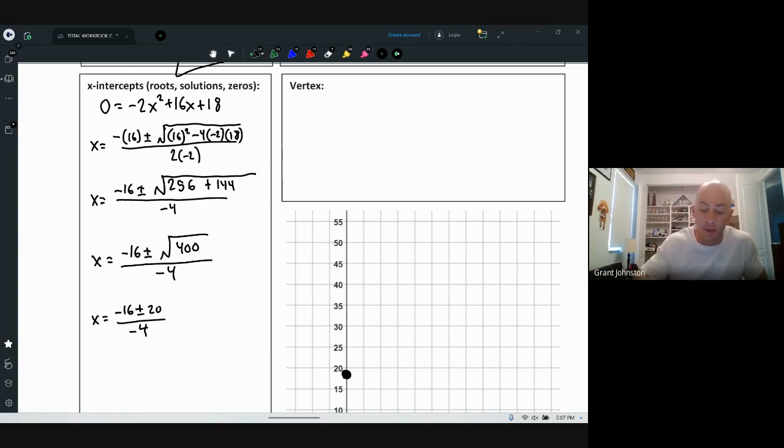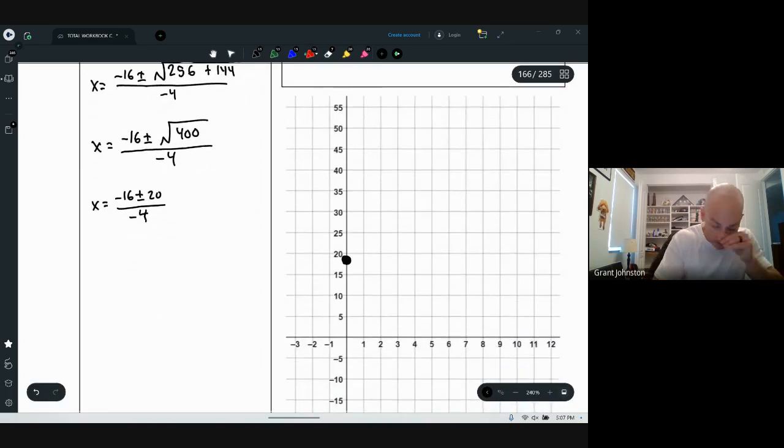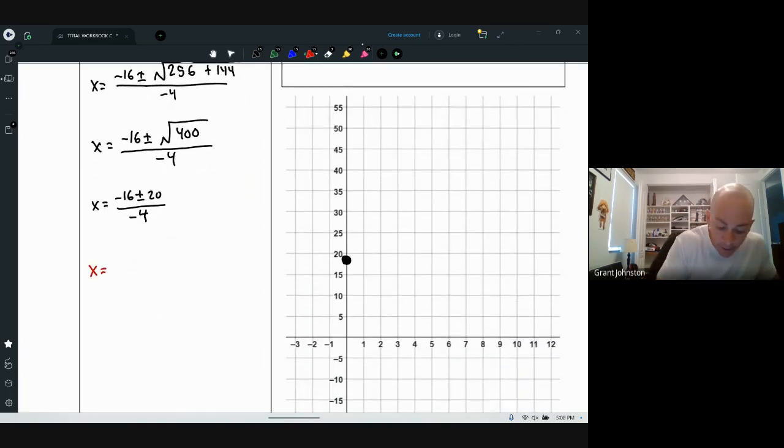So at this point, I can split it up. I'll use red here. So I'm going to have negative 16 plus 20 divided by negative 4, and negative 16 minus 20 divided by negative 4. That would be negative 16 plus 20 is positive 4. Positive 4 divided by negative 4 is negative 1.